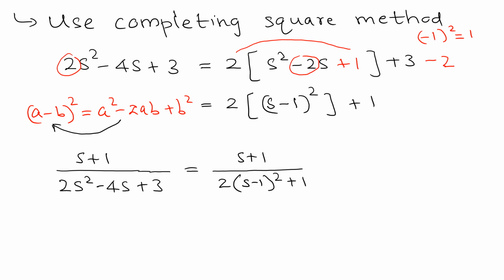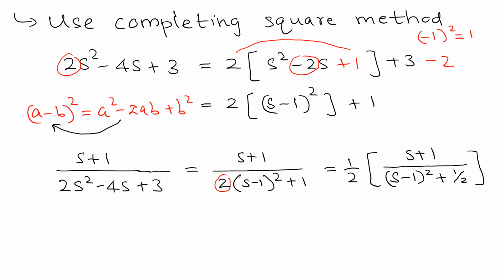Next, we have this factor of 2, so we're going to take it completely out of this whole fraction. We can write this as 1/2. If you take out 1/2, inside s plus 1 stays there, and the denominator's first term is going to be s minus 1 squared plus 1. Since you pull 1/2 out, you get 1/2 as a fraction. So that's the next step. You pull the 1/2 out.